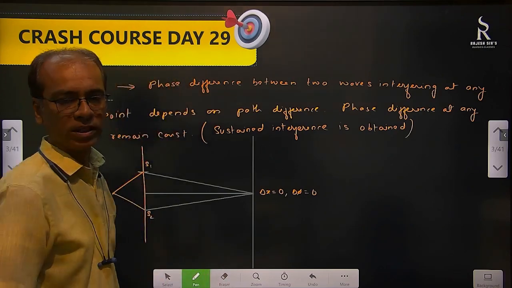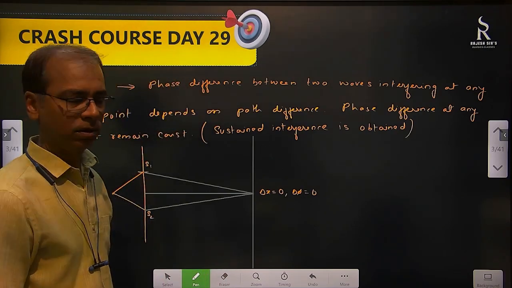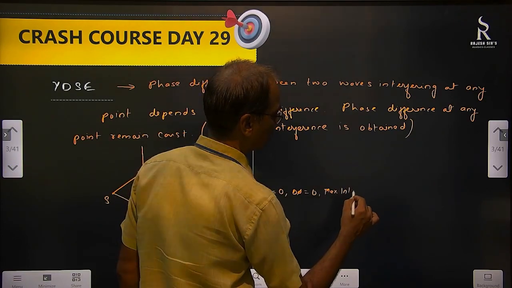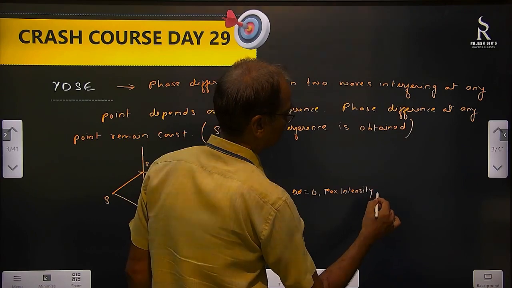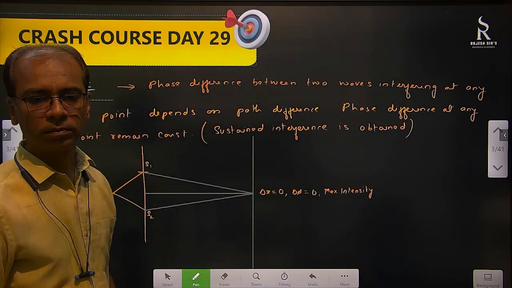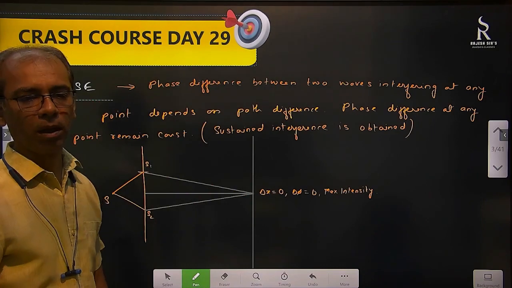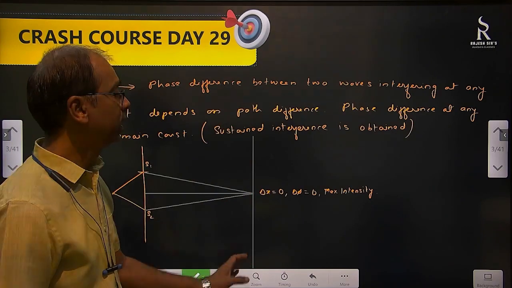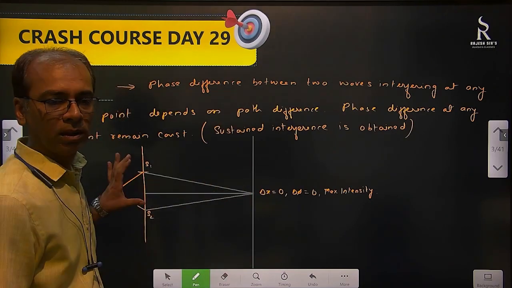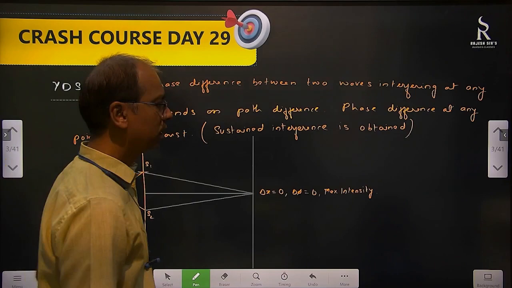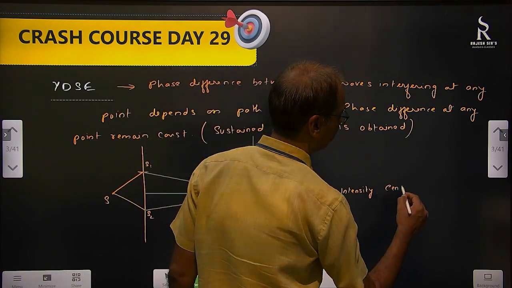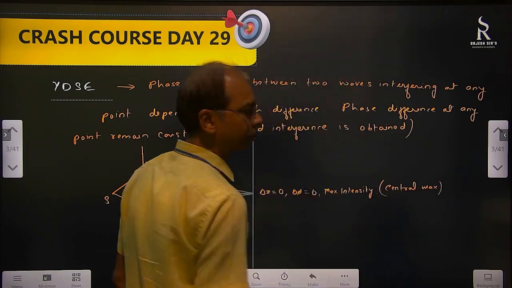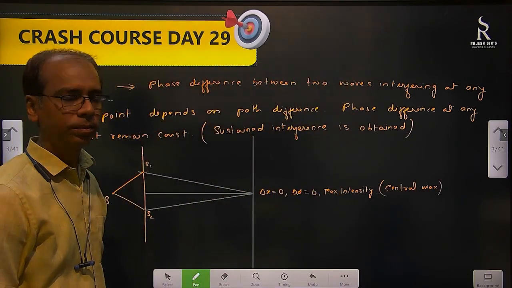If path difference is 0, the phase difference is also 0. That means we are going to get maximum intensity, constructive interference. So we call this the central maxima, where delta x is 0. And fortunately here it is at the center of the screen, and the center of the two sources as well. Because its intensity is maximum, we call it the central maximum.